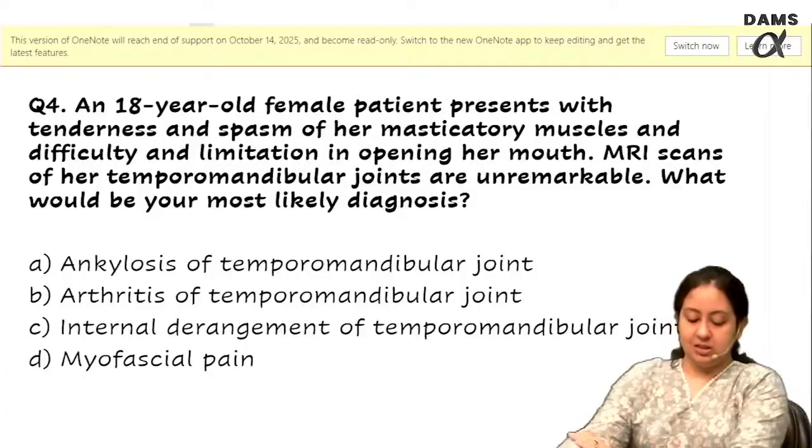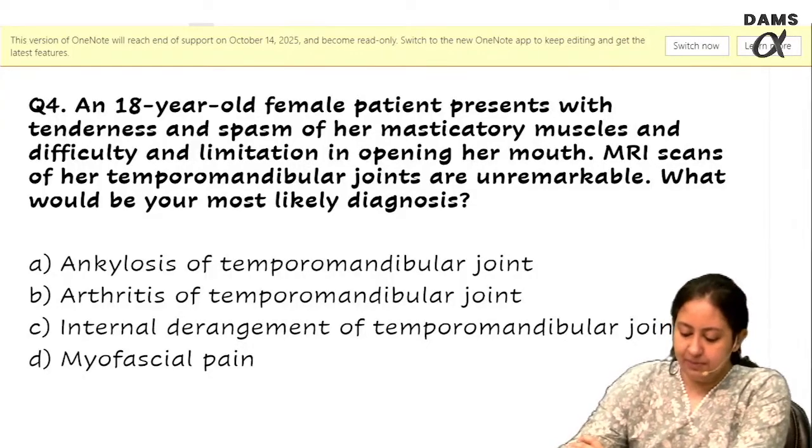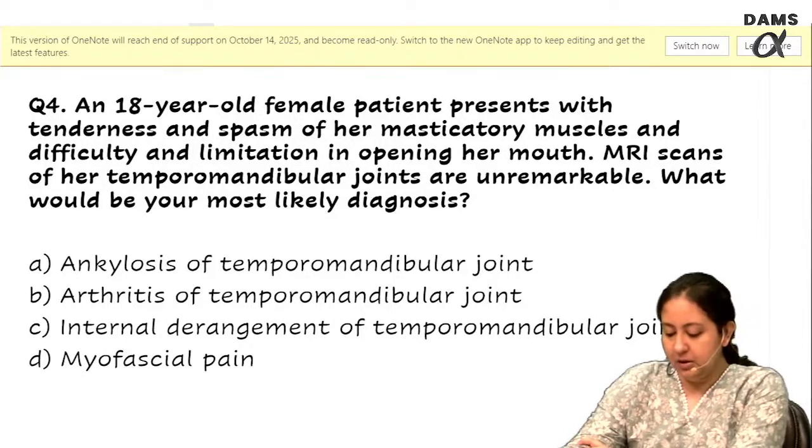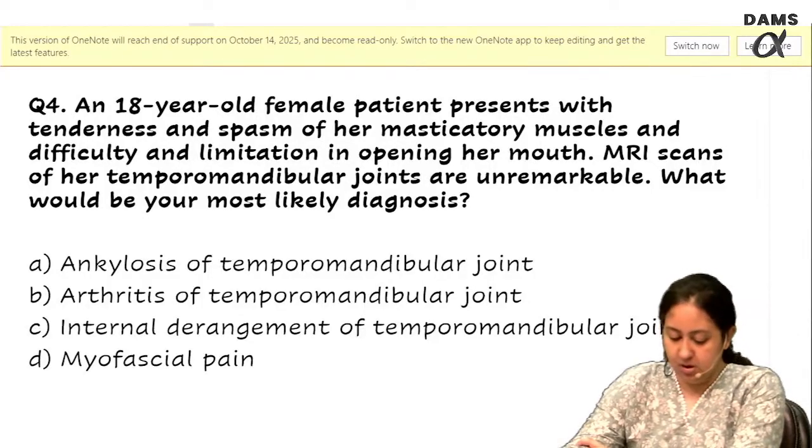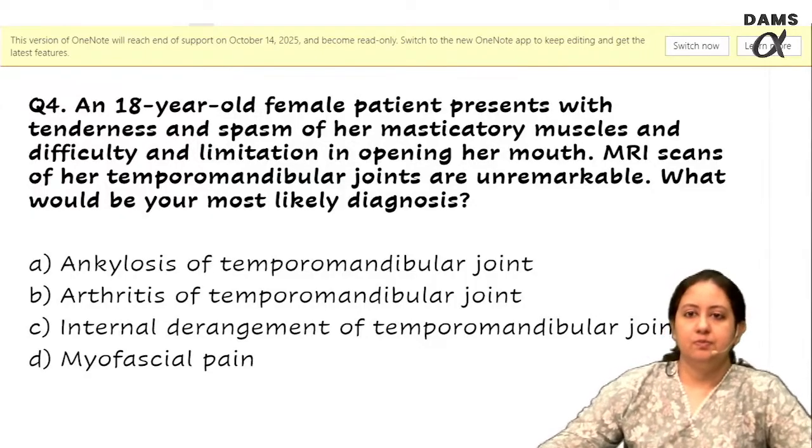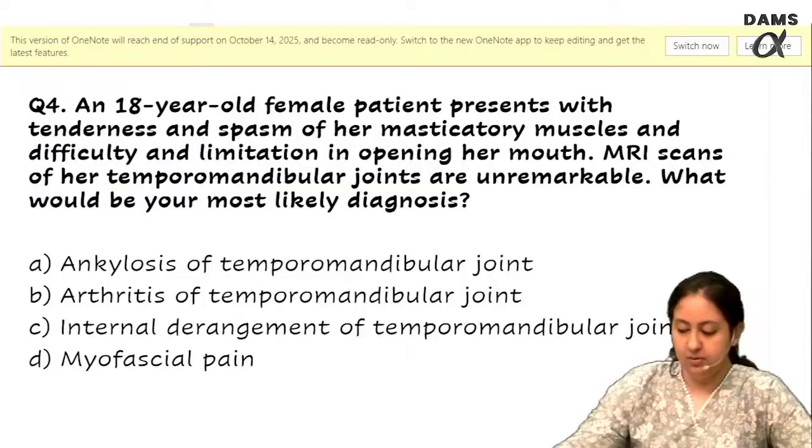Now let's come on to the next question. An 18-year-old female patient presents with tenderness and spasm of her masticatory muscles and difficulty and limitation in mouth opening. MRI scans of her temporomandibular joint are unremarkable. What would be your most likely diagnosis? So please let me know the answer to this question.